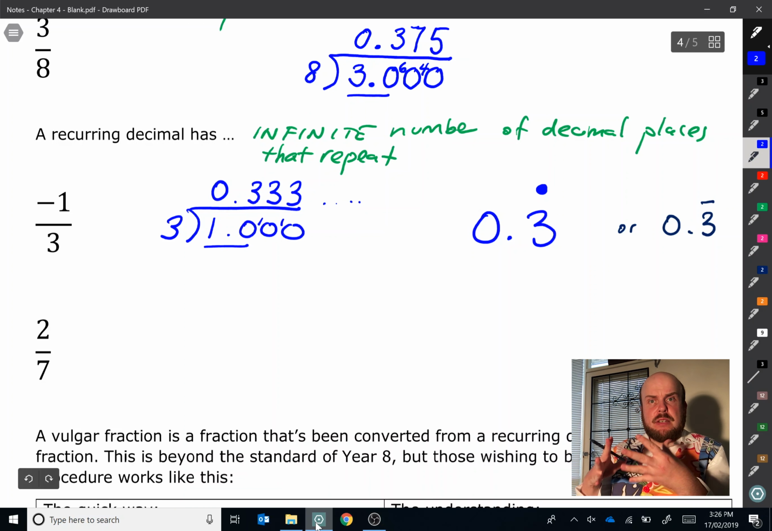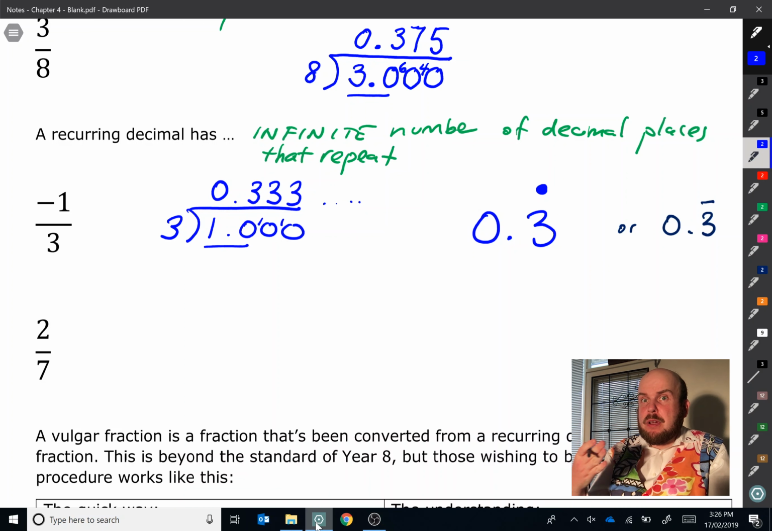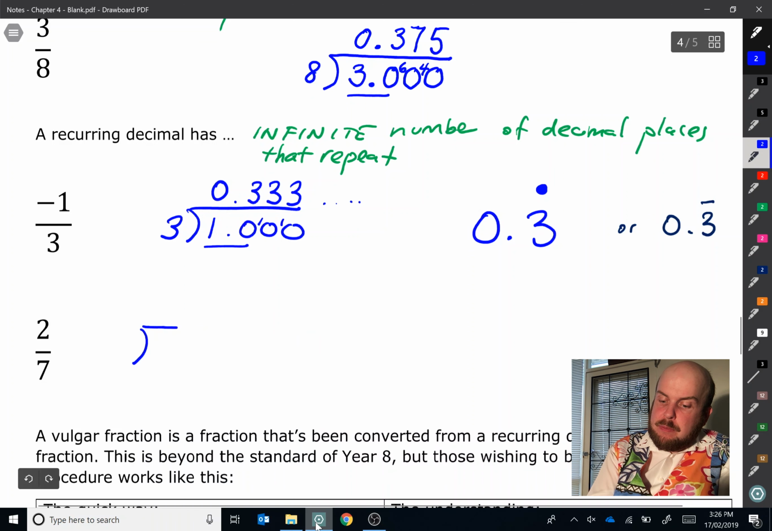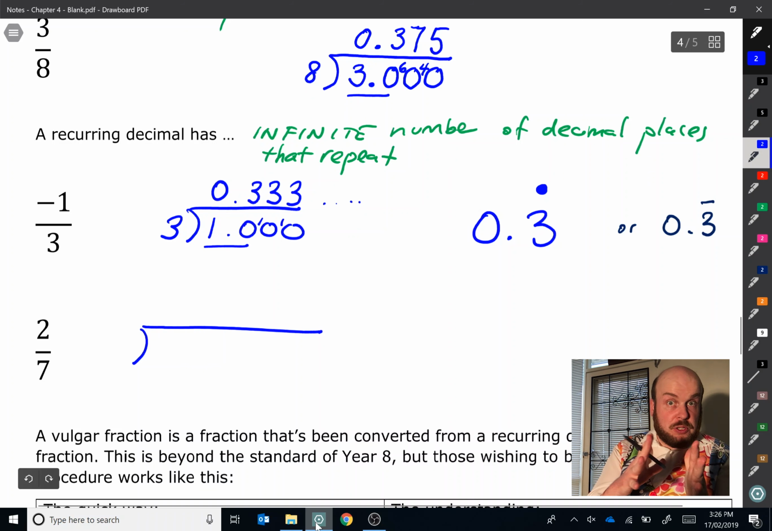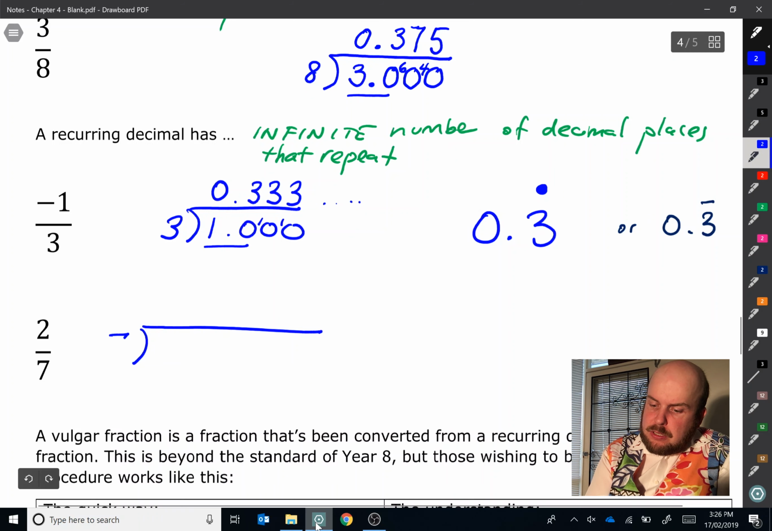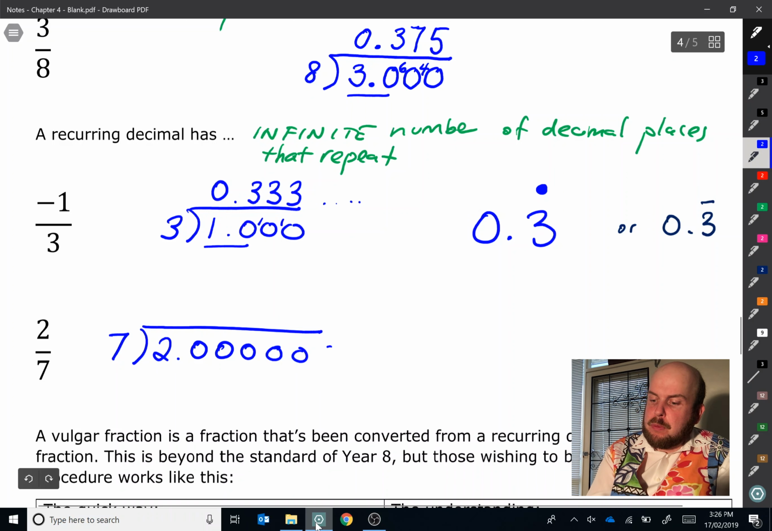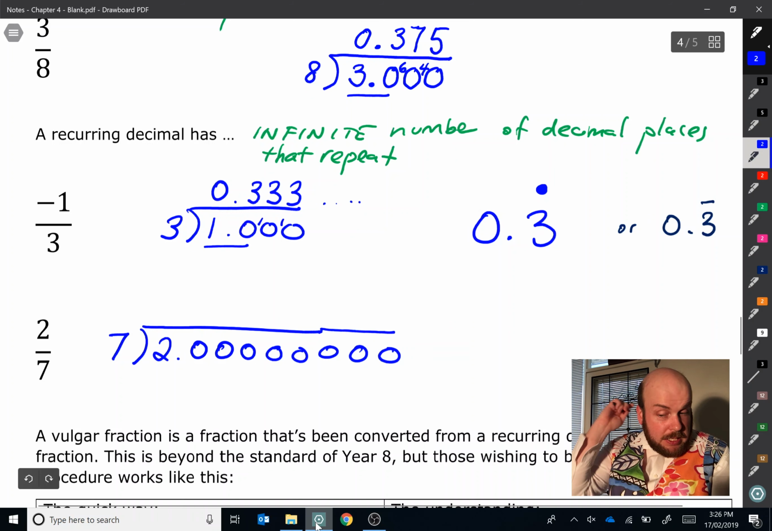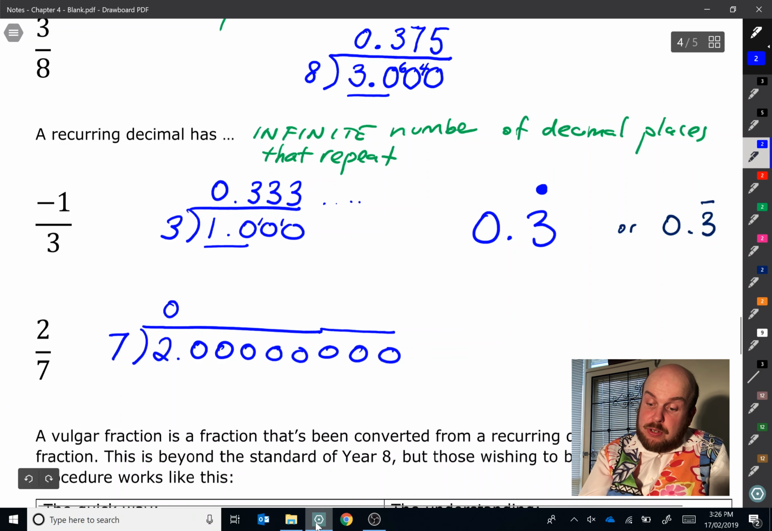When we're checking if something's recurring, we have to keep going until we are absolutely sure that it is recurring and it's going to repeat itself. So for example, 2 sevenths. As a spoiler alert, anything with a denominator of 7 looks suspiciously like it won't repeat. So let's have a look at this. I'm going to set up quite a lot of decimal places for this one. 7 can't go into 2. 7 goes into 20 twice and 6 remainder.